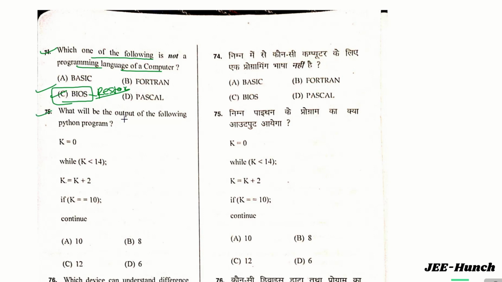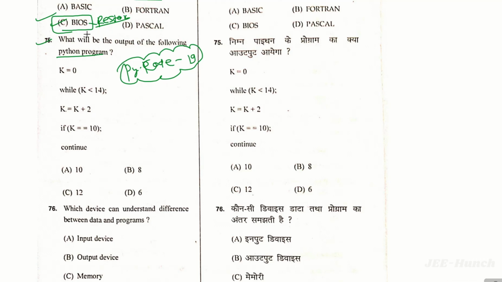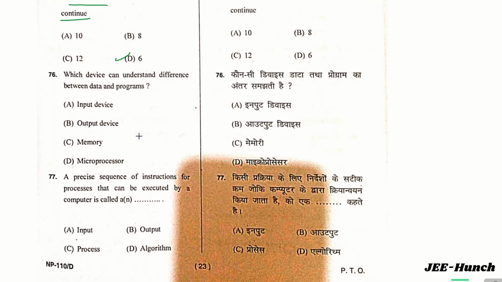75. What will be the output of the following Python program? This is our Python program, like Python code 19. So k is equal to 0 and k is less than 14. K is k plus 2, like 2 up to 16 and k equal to 10. So it continues to 6. Option number D.